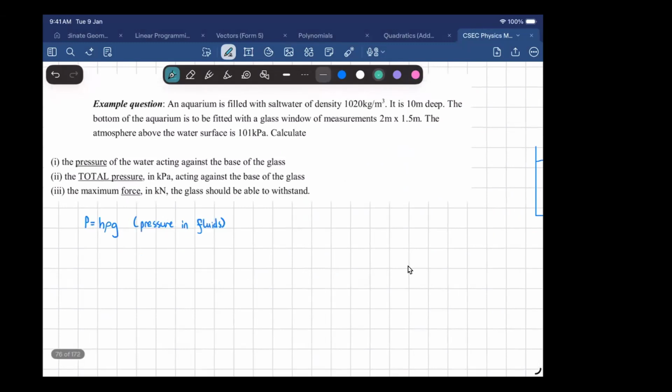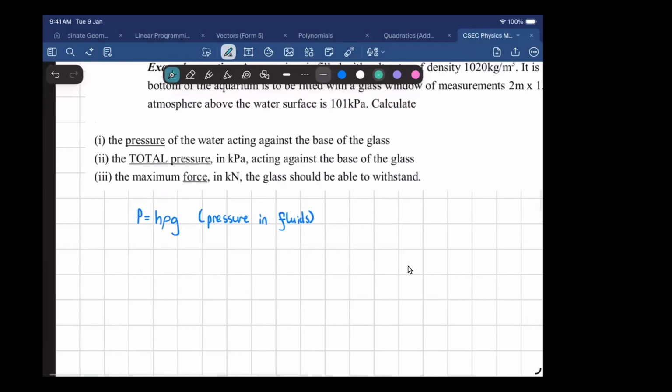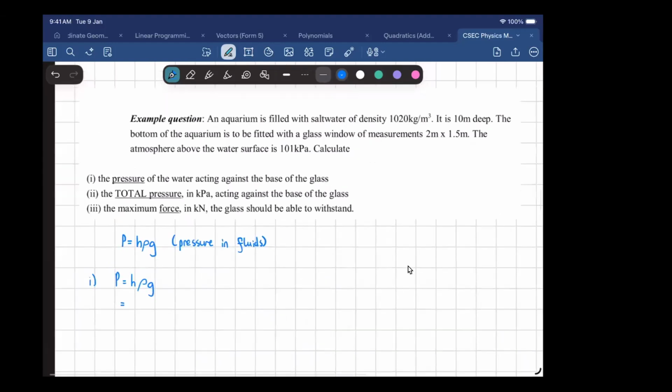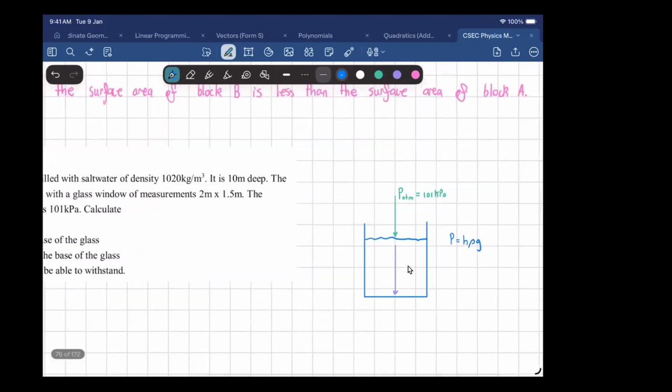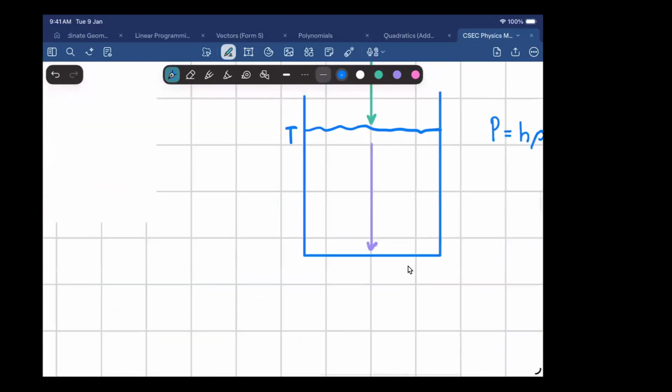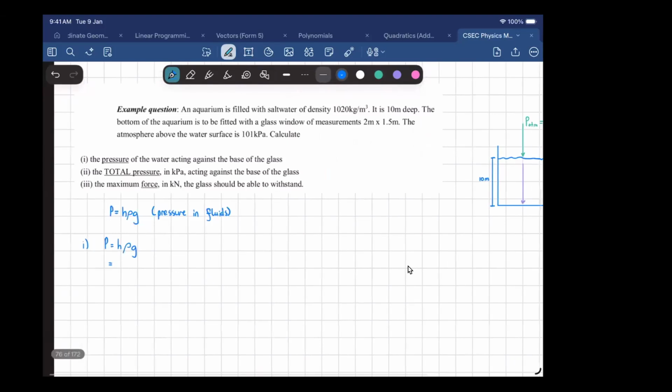And so they want us to find the pressure of the water acting. So for that first part, they want us to figure out the pressure in the fluid. So we have to use the formula P is equal to H by rho by G. Can you tell me the height? 10 meters. Right, because it's 10 meters deep. So on the diagram, I'm going to add in this part here, 10 meters. Nice.